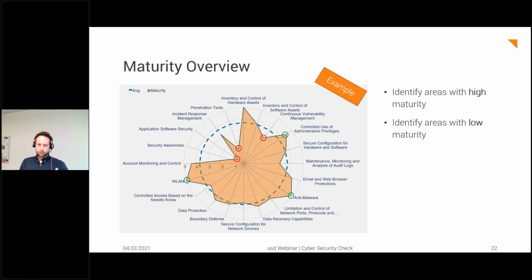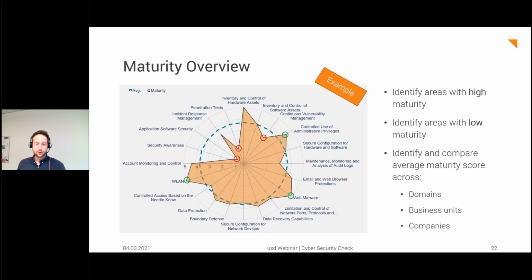We also, this is a graphic, but we also create various spreadsheets, so we are able then to compare the maturity scores across the domains within the full scope, within the different business units, and even between companies at the end of the day.